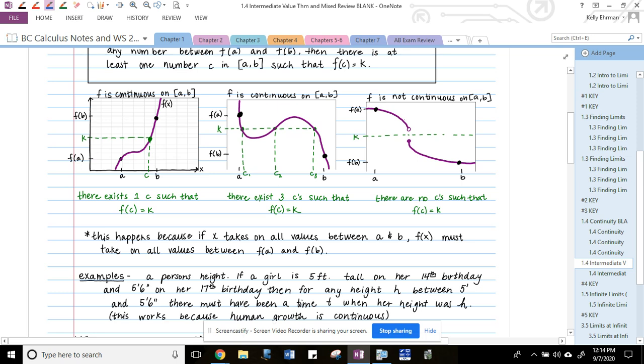Here is a function that is not continuous on the interval a and b, and so there is no c value for this particular k. The rule for IVT, the intermediate value theorem, is that we have to have a continuous function between a and b to be able to say with absolute certainty that there'd be at least one c value, that we hit this y value, this k.